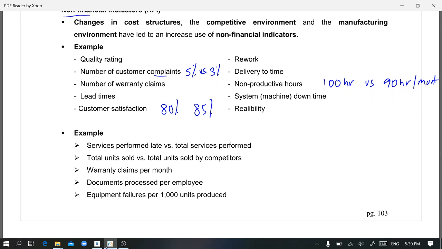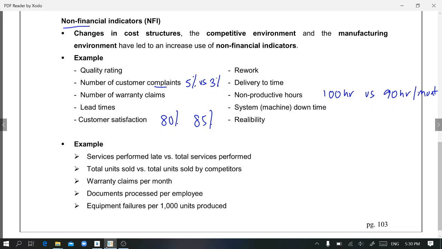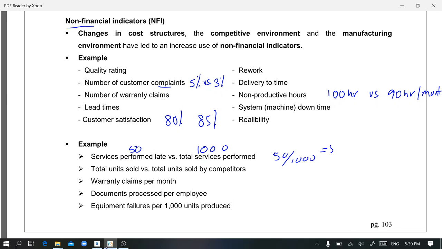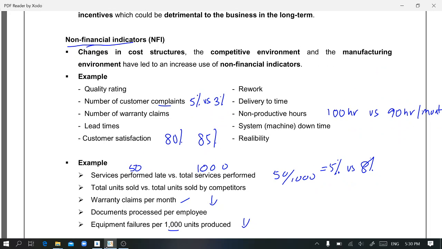Another example here can be service performed late. Let's say you have performed 1000 services, how many were late? 50 were late, so 5% of your total service is considered late. However, last time it was 8%. So good, it has reduced. Warranty claims have reduced. Good. Equipment failure per 100 units has reduced. Good. So these are non-financial indicators, right?